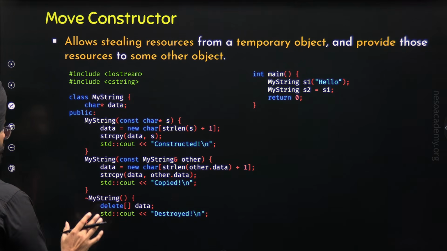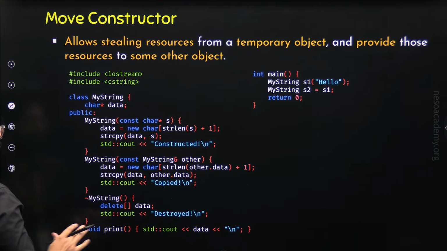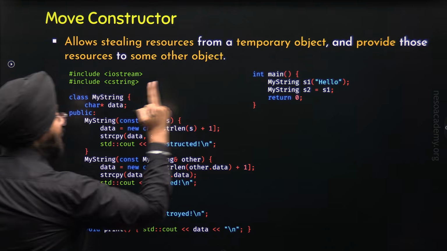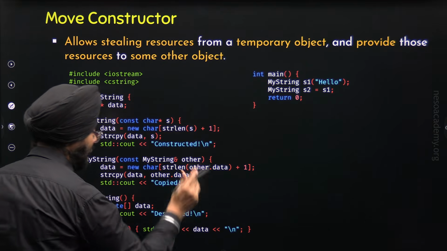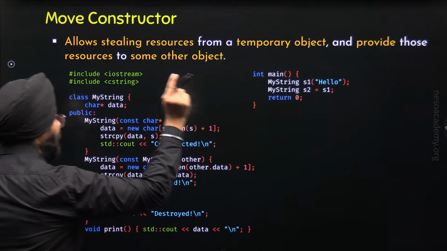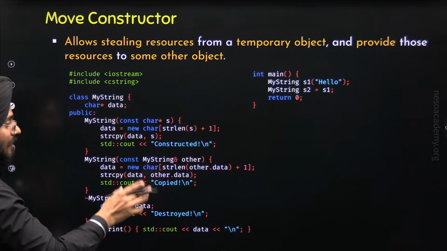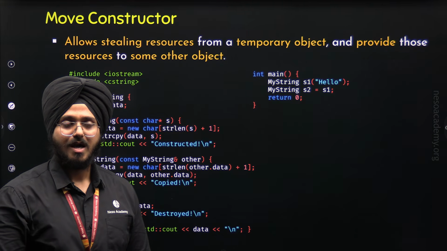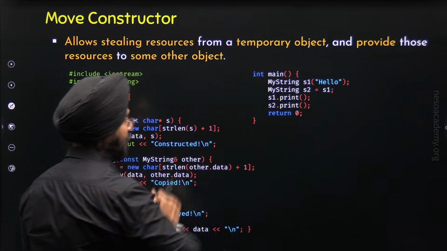Now let's define the print function to print the strings stored in the arrays on the screen. When the print function is called through s1, then the string associated to s1.data will be displayed. When this function is called through s2, then the string associated to s2.data will be displayed on the screen. Now here, we need these two lines in order to print the strings.